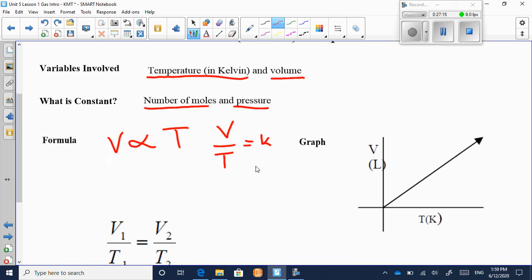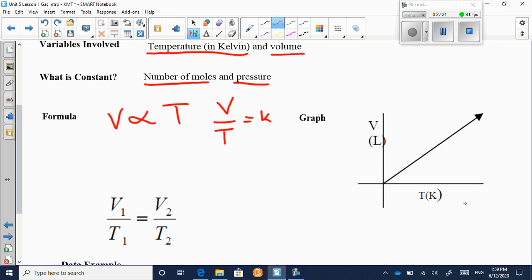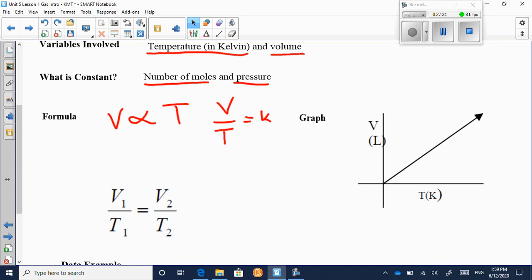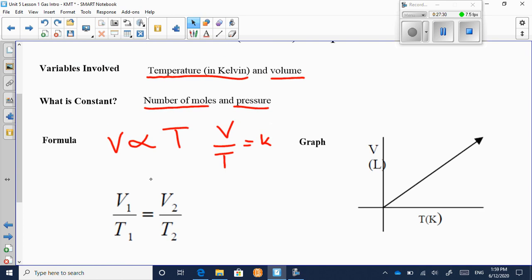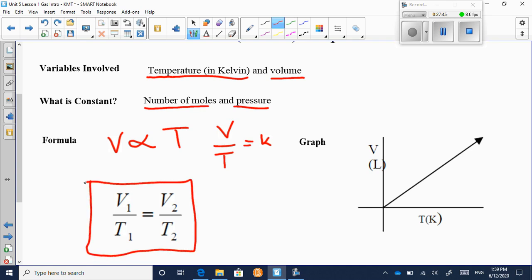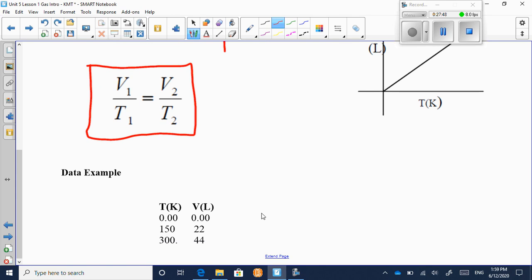So graphically, this is what that looks like. It's a beautiful linear relationship. And this is the equation then. So for a given amount of gas at a constant pressure, V1 over T1 is equal to V2 over T2. This is Charles's law. Okay, so this is the second gas law. So look at this. This is an interesting one. As I doubled the temperature here from 150 to 300, I doubled the volume. You know, as one goes up, the other one goes up.